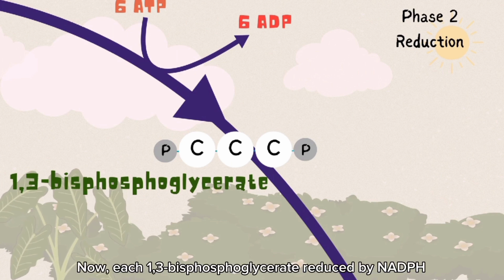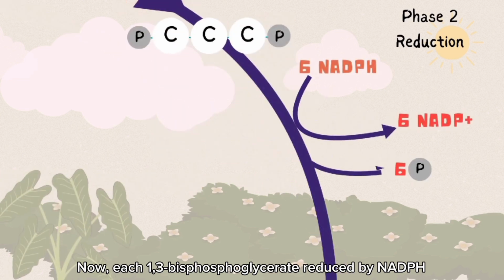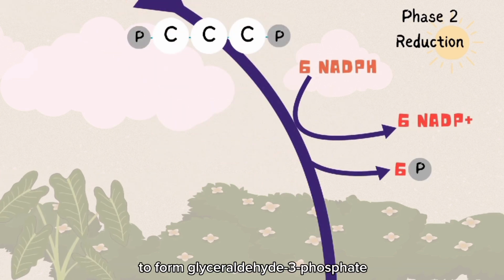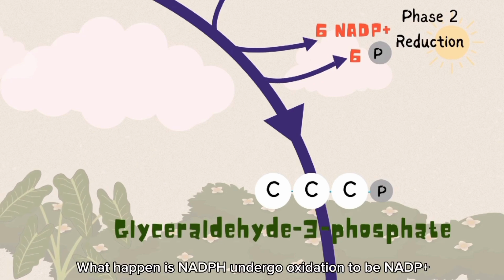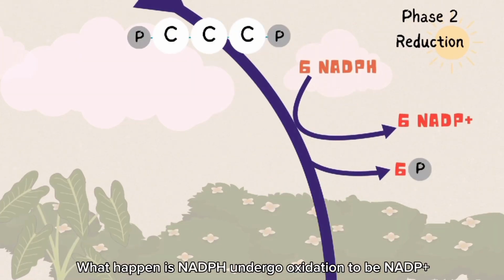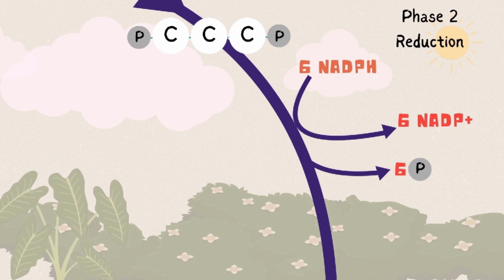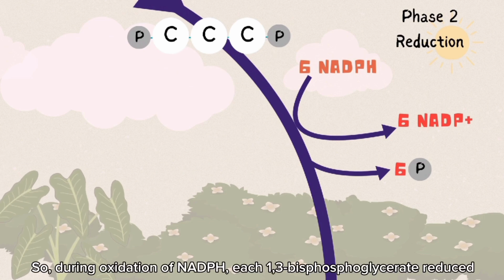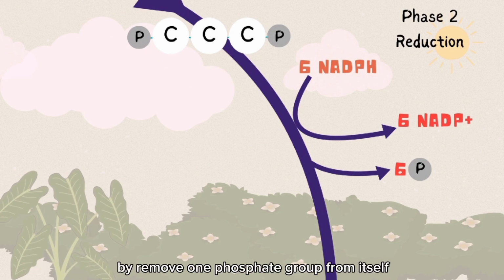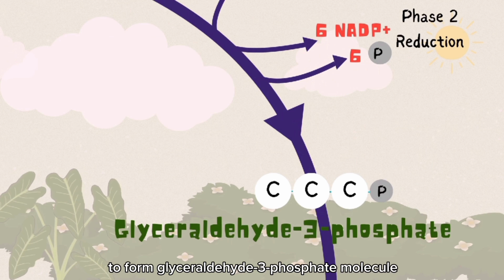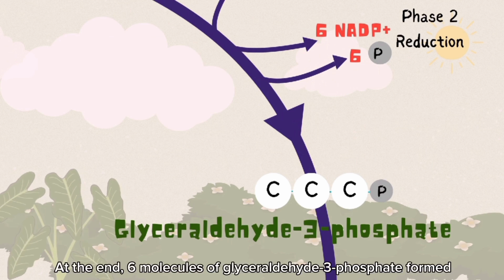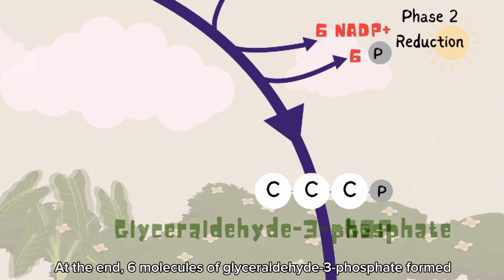Now, each 1,3-bisphosphoglycerate is reduced by NADPH to form glyceraldehyde 3-phosphate. NADPH undergoes oxidation to become NADP+. During this, each 1,3-bisphosphoglycerate loses one phosphate group to form a glyceraldehyde 3-phosphate molecule. At the end, 6 molecules of glyceraldehyde 3-phosphate form.